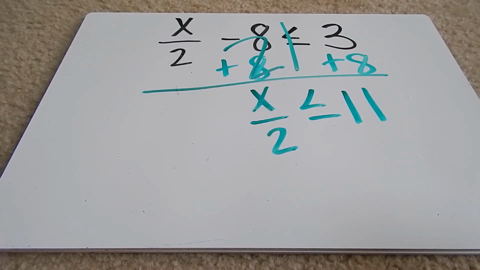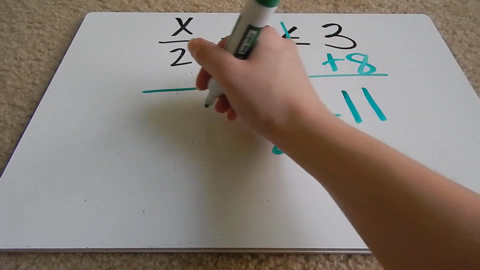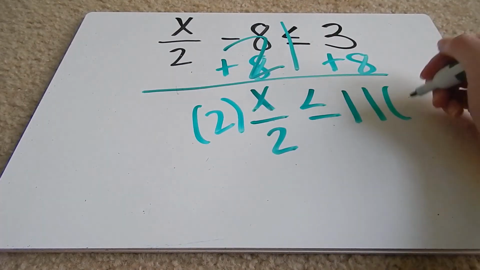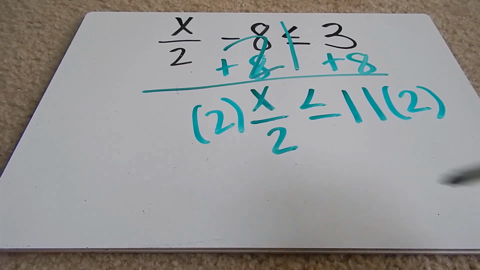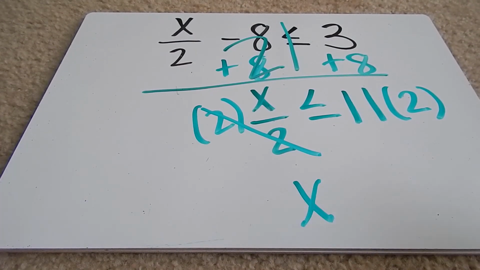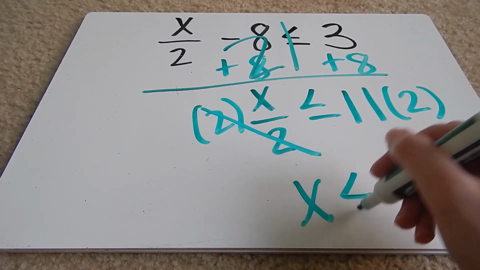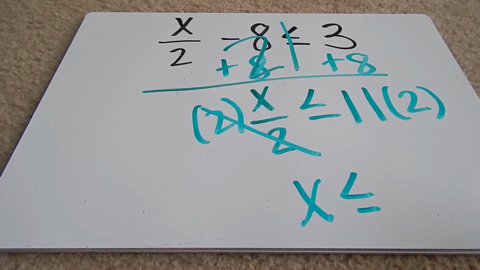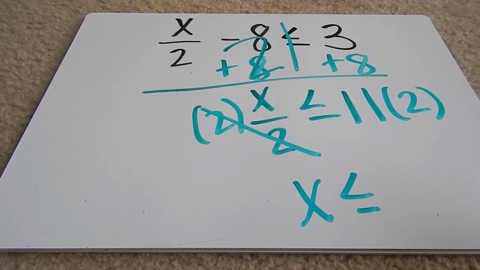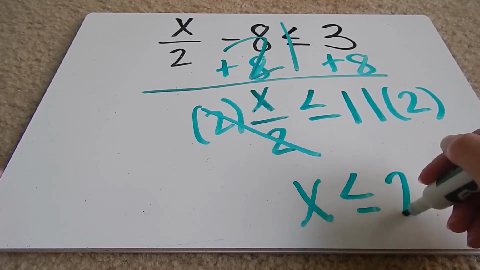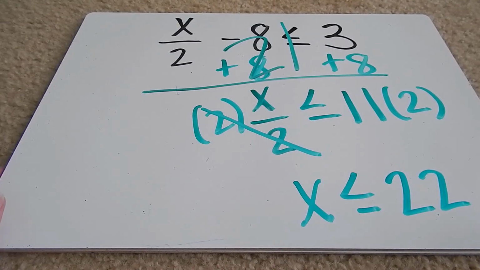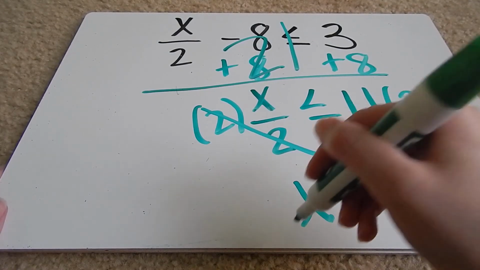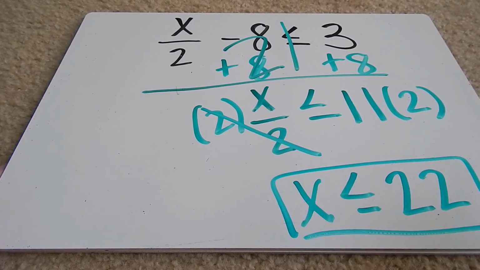After this, we want to undo the division through multiplication. So multiply both sides by 2. My 2's are going to 1 out. So I get my 1x. My symbol, less than or equal to, stays the same since I did not multiply by a negative number. And then we multiply 11 times 2 is 22. So our answer here is x is less than or equal to 22.